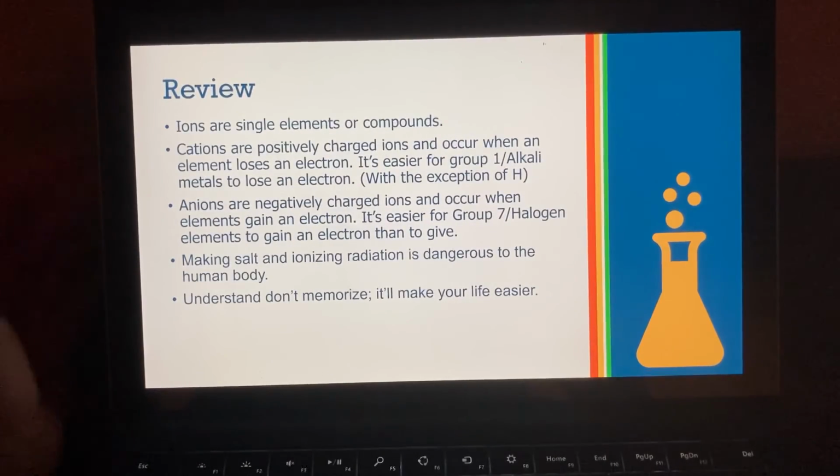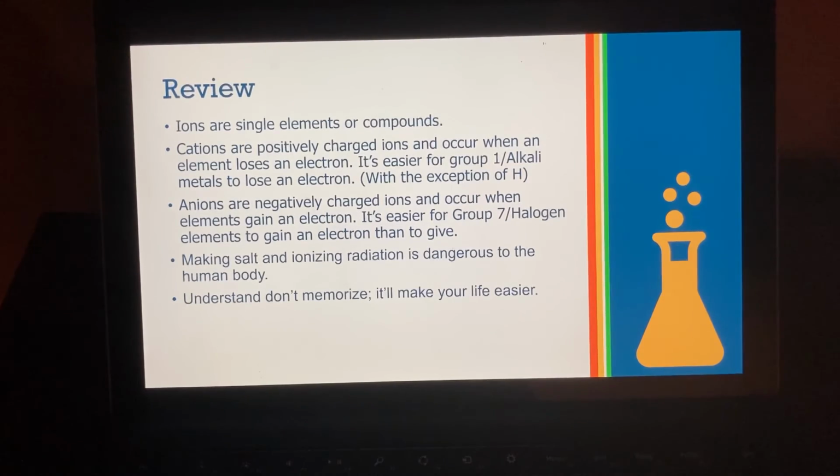So, in review, ions are single charged elements or charged compounds. Cations are positively charged ions that occur when elements lose an electron. It's easier for group 1 alkali metals to lose an electron, with the exception of hydrogen. Anions are negatively charged ions that occur when elements gain an electron. It's easier for group 7 halogen elements to gain an electron than to give one away.